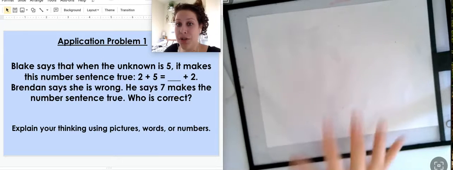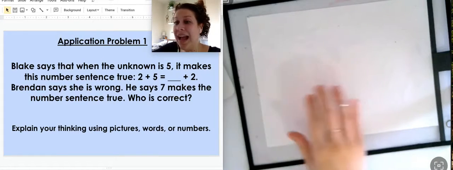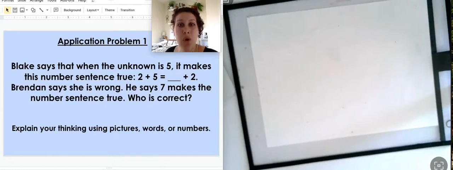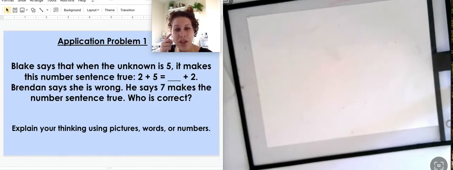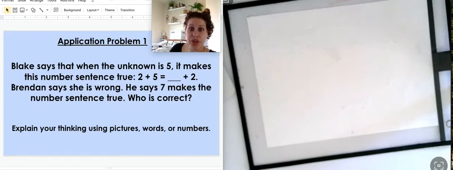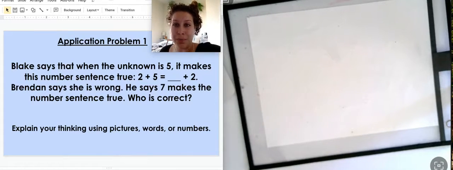Our first application problem. So you can see I have my whiteboard here, and I'm going to be answering this question with you. So the first one says, Blake says that when the unknown is 5, it makes this number sentence true. 2 plus 5 equals blank plus 2. Brendan says she's wrong. He says 7 makes the number sentence true. Who is correct? Explain your thinking using pictures, words, or numbers. So we're going to use all three. So I'm going to show you my thinking.